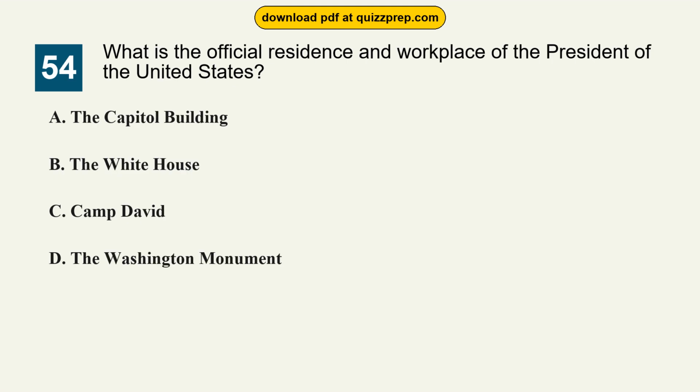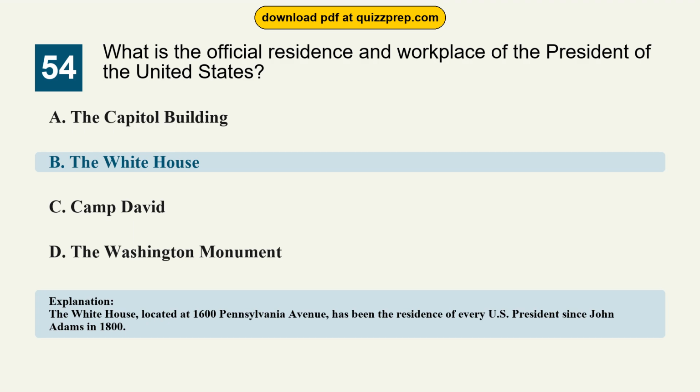Question 54. What is the official residence and workplace of the President of the United States? Option A, the Capitol Building. Option B, the White House. Option C, Camp David. Option D, the Washington Monument. The correct answer is option B, the White House. The White House, located at 1600 Pennsylvania Avenue, has been the residence of every U.S. president since John Adams in 1800.